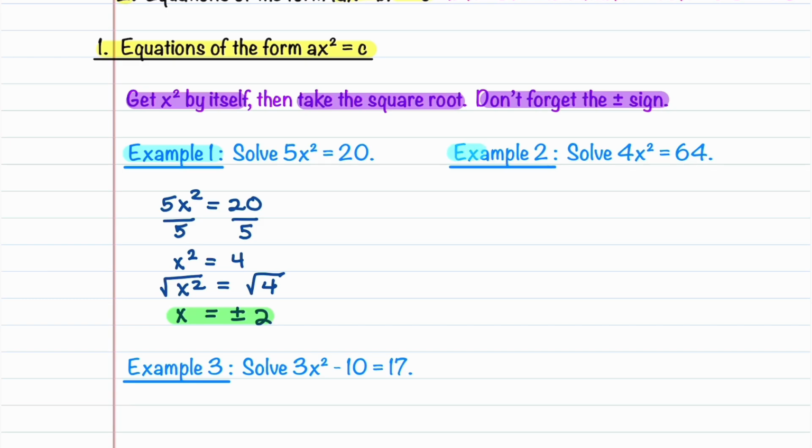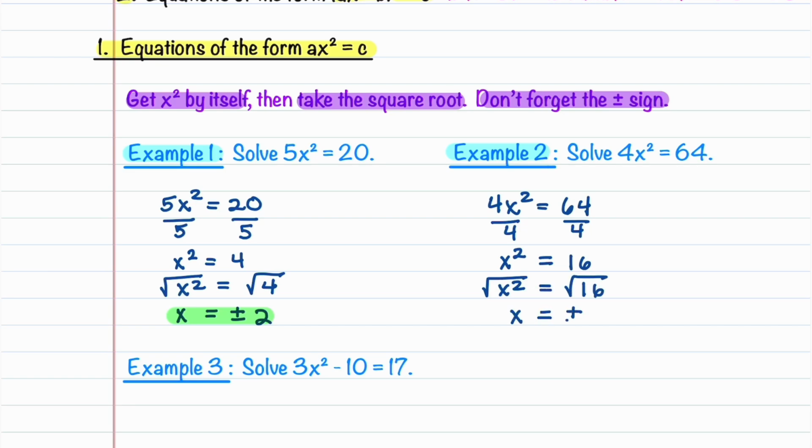Let's now look at the one on the right. You might want to pause the video and see if you can do this one on your own. I'll begin by writing down our problem. We have 4x squared is equal to 64. To get the x squared by itself, we're going to divide both sides by 4. This gives us x squared is equal to 4 goes into 64 16 times. Now we're going to take the square root of both sides. And we get x is equal to plus or minus 4.